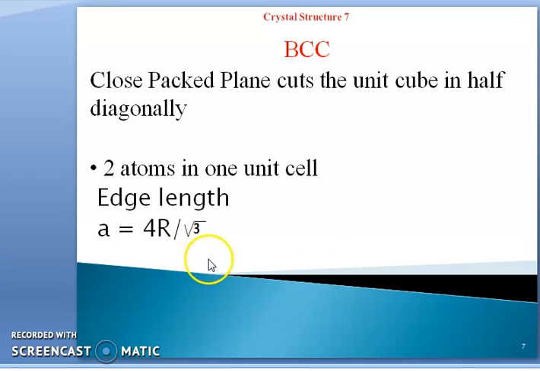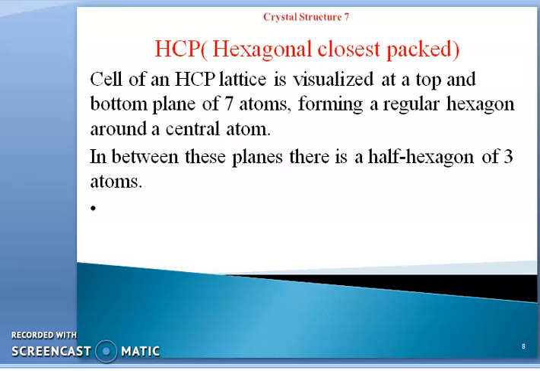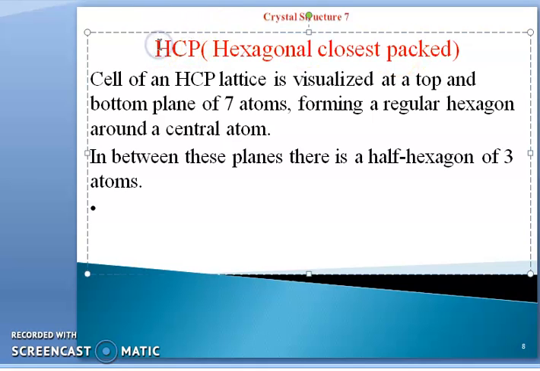Now the closed packed plane cuts the unit cube in half diagonally. Two atoms in one unit cell are there, and its length can be calculated by using the 4r by root 3 relation. This relation is also useful while solving the problems. We are going to discuss problems also, so that you remember this formula. Now the next one is hexagonal closest packed structure. We say HCP.